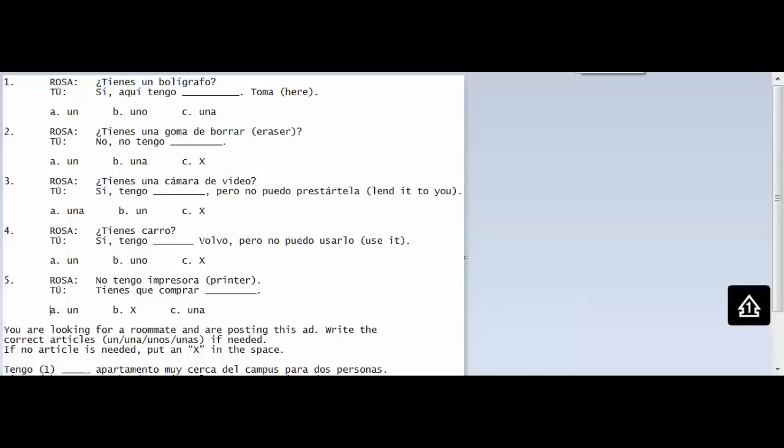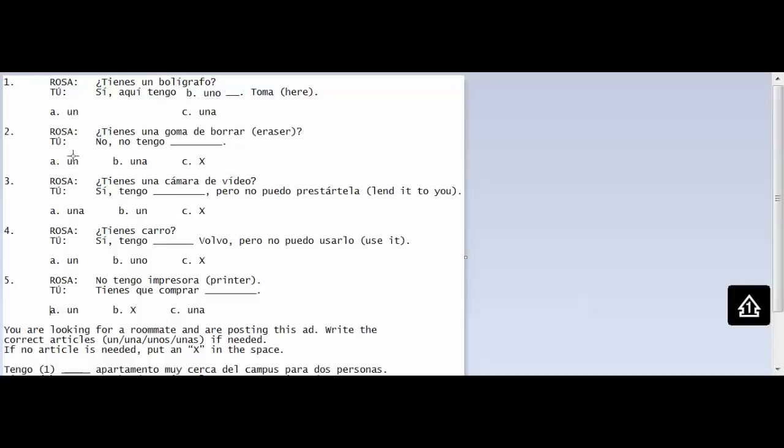Okay, so I'm going to finish going over the practice with you. So here it says, tienes un bolígrafo. Sí, aquí tengo. Here we're replacing the noun as a pronoun, so we need something masculine. We can't use una because una is feminine, and we can't use un because un is the form of the indefinite article that has to be followed by a noun. There's no noun here, so the only option you can have is uno.